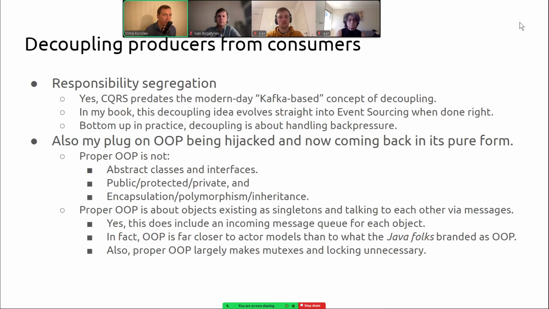To me, that's where decoupling consumers and producers should stem from, which I hope talking through this set your mind straight and free compared to the modern day way of explaining this.